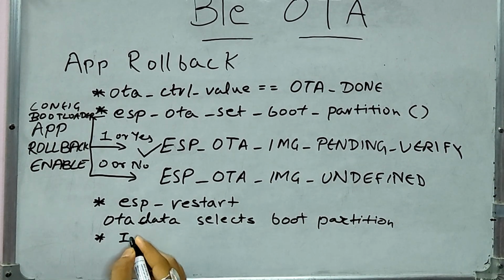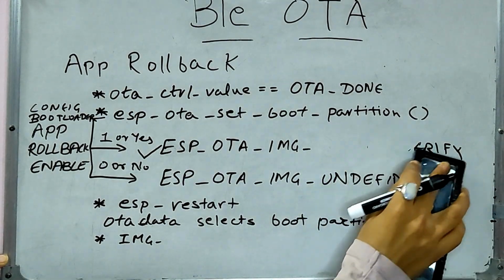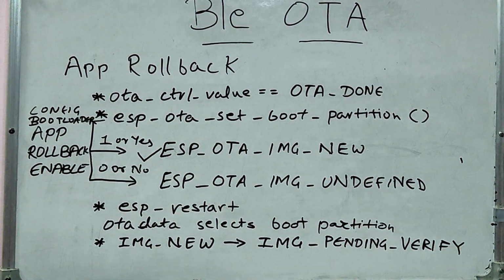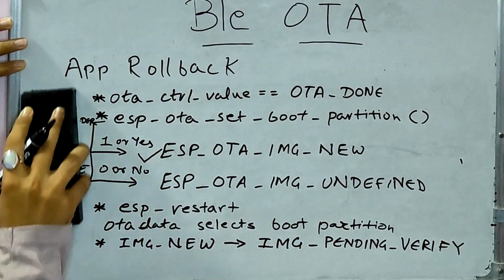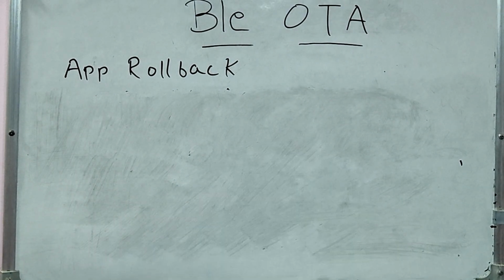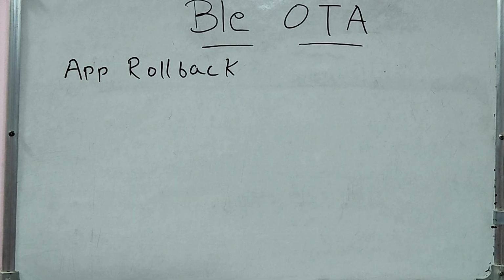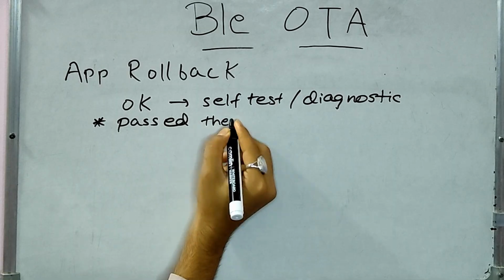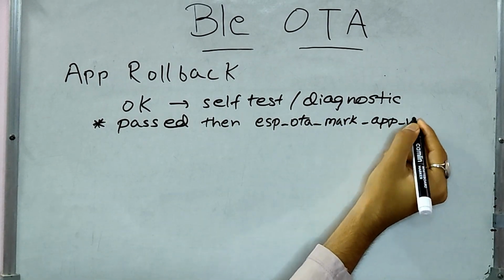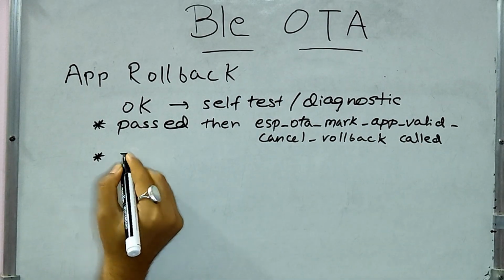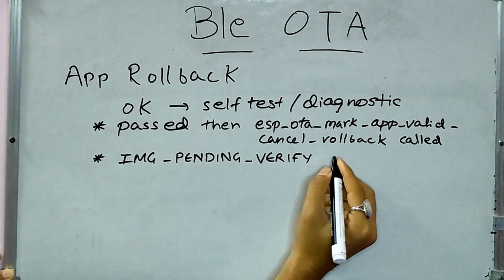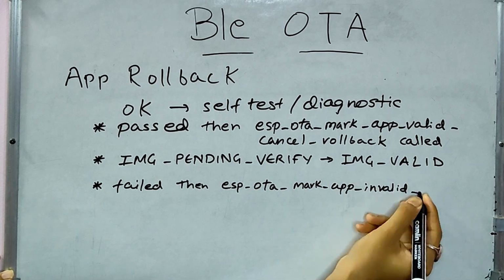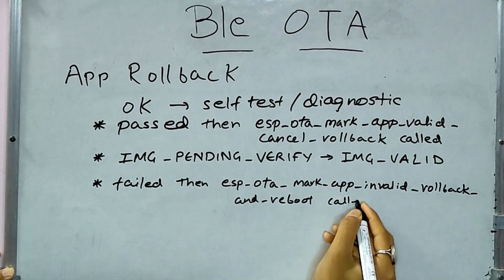After booting the new firmware, its state transitions to pending verify. This is our chance to run self-tests, maybe check sensors, peripherals, or key boot time functionality. If all tests pass, we mark the app as valid by calling esp_ota_mark_app_valid. If the test fails or we manually call esp_ota_mark_app_invalid, the state becomes invalid and the device rolls back to the last known good firmware.